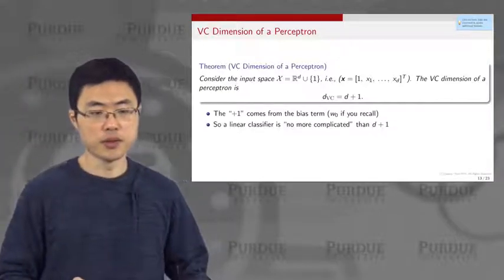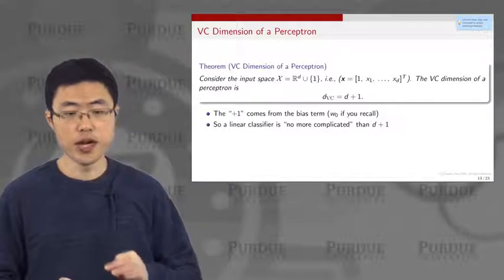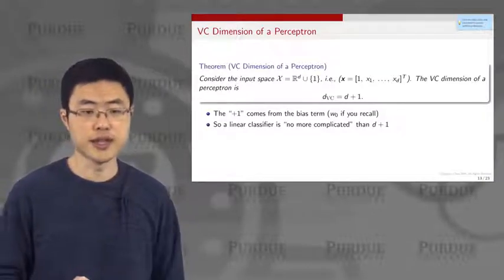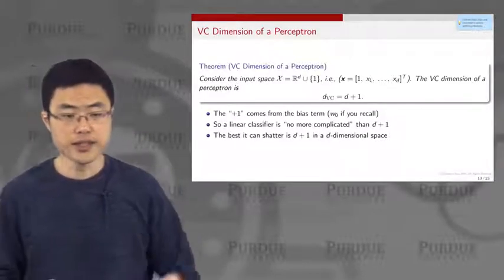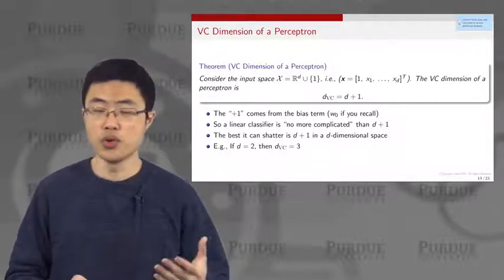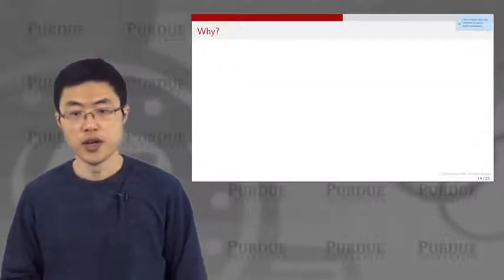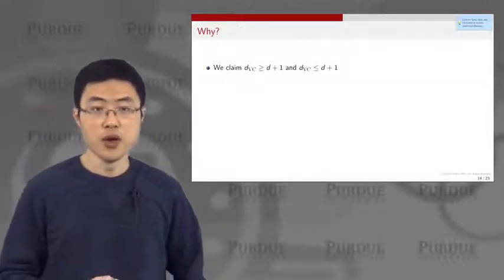The plus 1 comes from the bias term, and the linear classifier is no more complicated than d plus 1. This is what this theorem is telling us. The best it can shatter is d plus 1 in a d-dimensional space, and if d is 2, we can show that the VC dimension is 3.